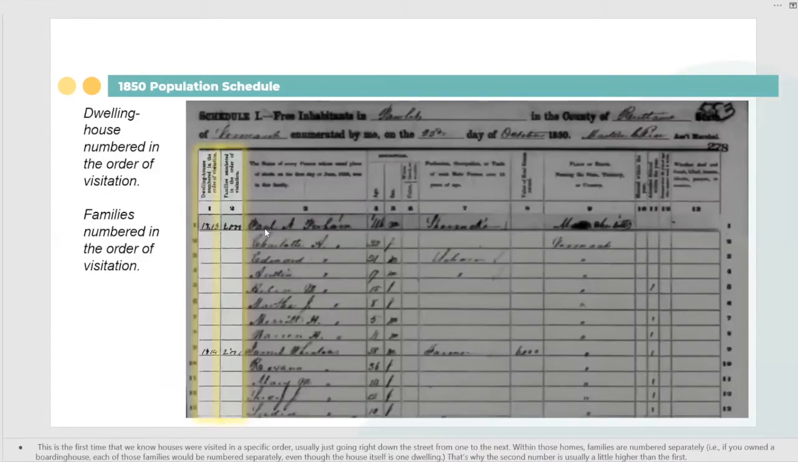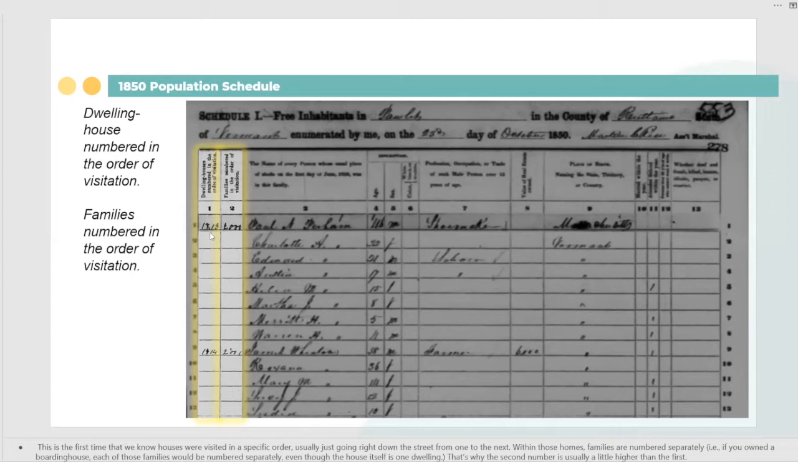This is the regular 1850 population schedule for the free persons. This is the first time that we know houses were visited in a specific order. Some enumerators did visit houses in a specific order before this point, but there was no way to trace what order they were visited in. This is the first time we have columns that actually enumerate the dwelling houses and the number of families who lived in them.